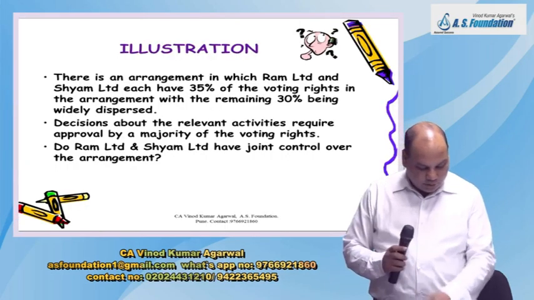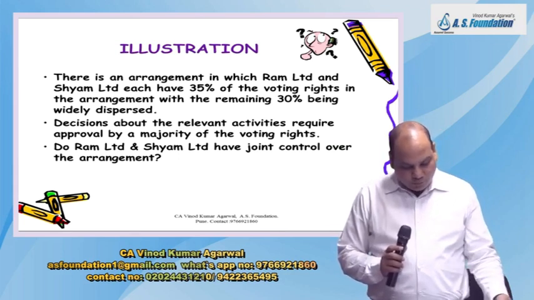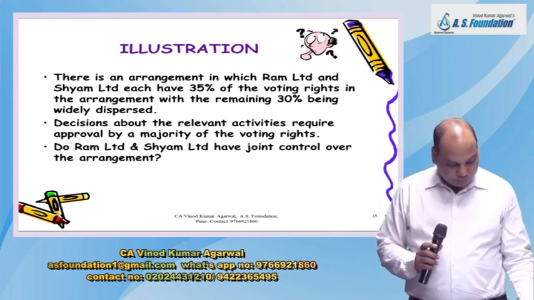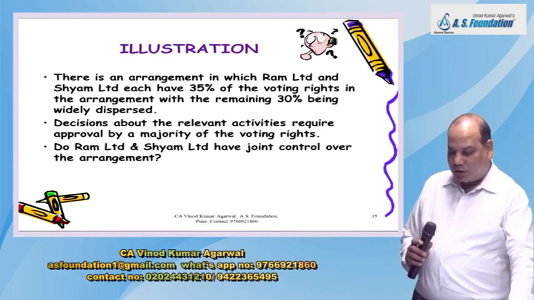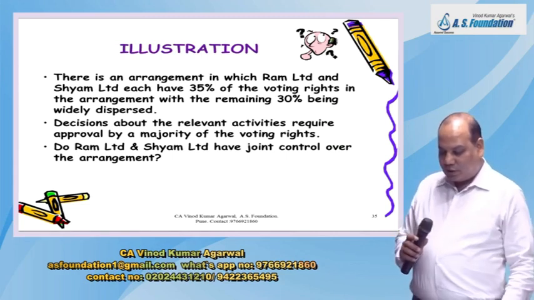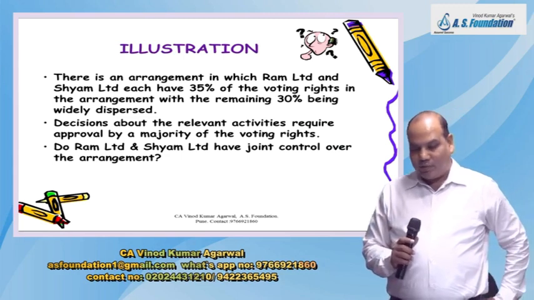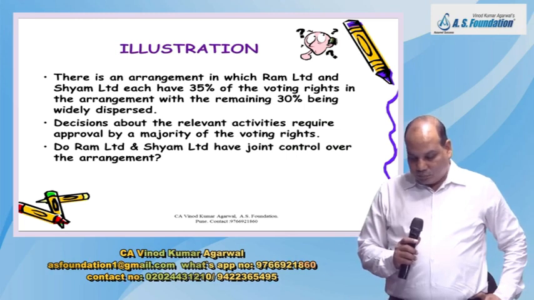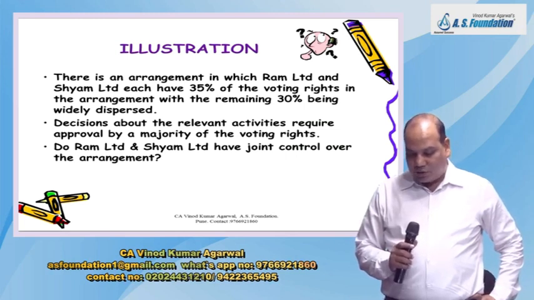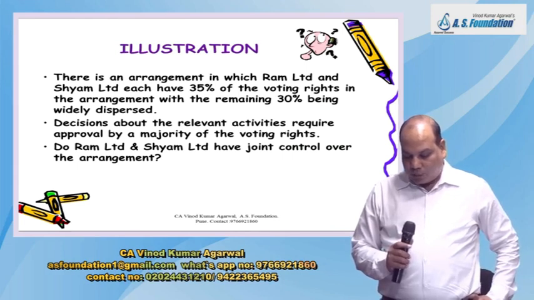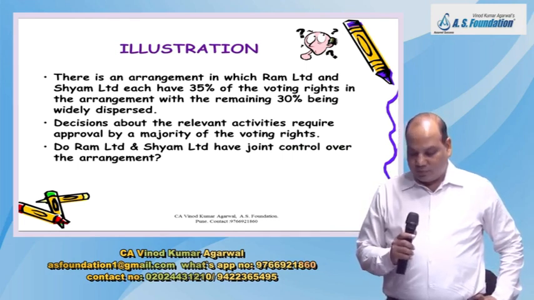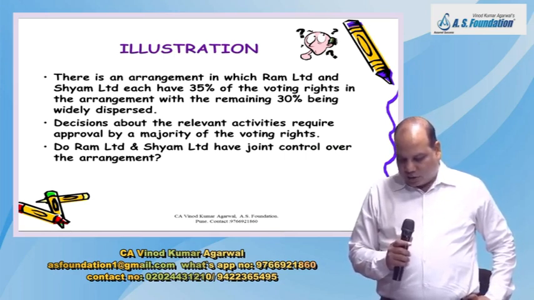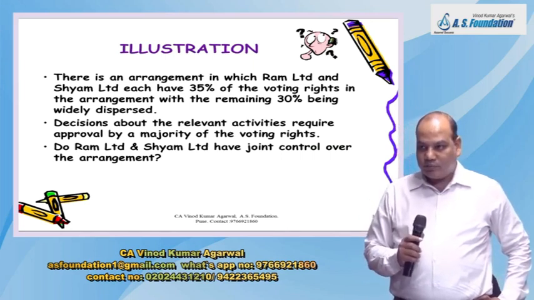One more example we'll take. Go to the list of questions at the end. Search for this question 7. There is an arrangement in which Ram and Shyam have 35% of voting rights and the remaining 30% is widely dispersed. Decisions about the relevant activities require approval by a majority of the voting rights. Do Ram Limited and Shyam Limited have joint control over the arrangement?